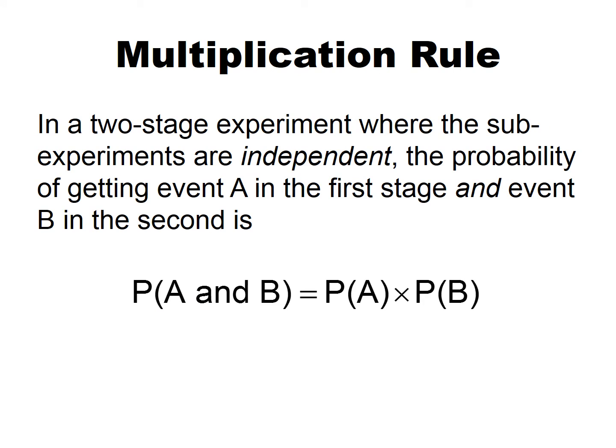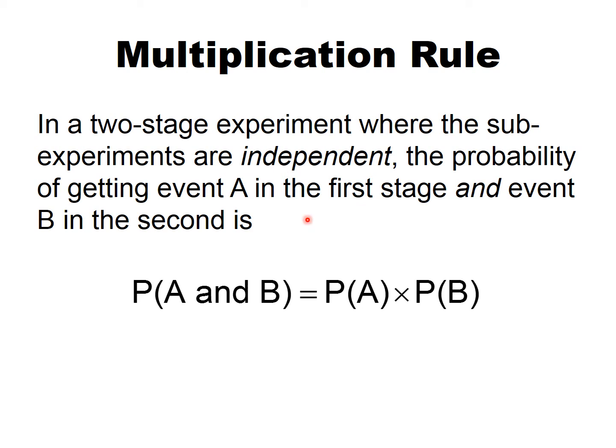So let's generalize this in what we call the multiplication rule, which says that in a 2-stage experiment where the sub-experiments are independent, the probability of getting event A in the first stage and event B in the second is denoted the probability of A and B, and we can calculate it by taking the probability of A times the probability of B. That's exactly what we had in this example. We had a two-stage experiment. Things were independent because my choice of shirt did not affect the choice of pants. And I want to know the probability of one event and a second. In the end, I multiplied.